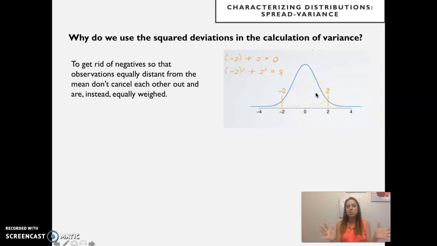And when we summed them up, we would get a measure of spread that equals 0 for every symmetric distribution, because you can think about the same calculations happening for every one of the scores on one side and the other. But if we square and then sum, then we have a value of spread that's not 0. And the two observations, the positive and the negative, are equally weighed.